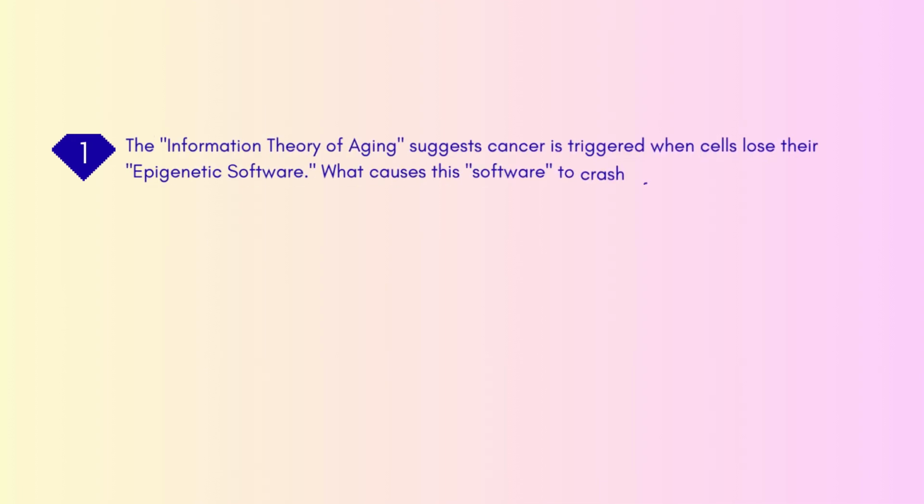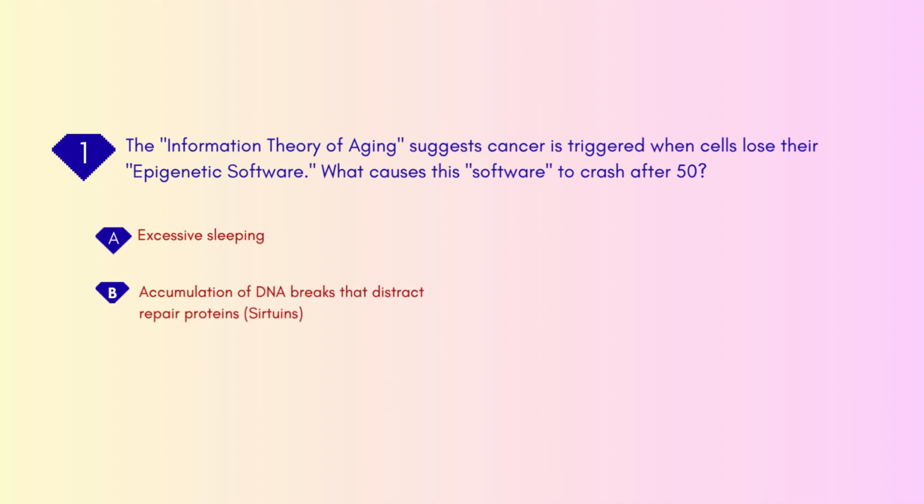The information theory of aging suggests cancer is triggered when cells lose their epigenetic software. What causes this software to crash after 50? A. Excessive sleeping. B. Accumulation of DNA breaks that distract repair proteins, sirtuins.